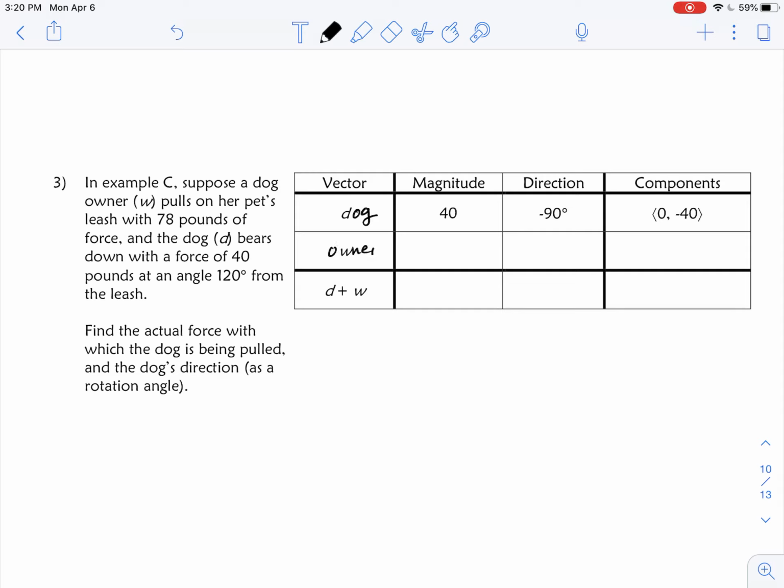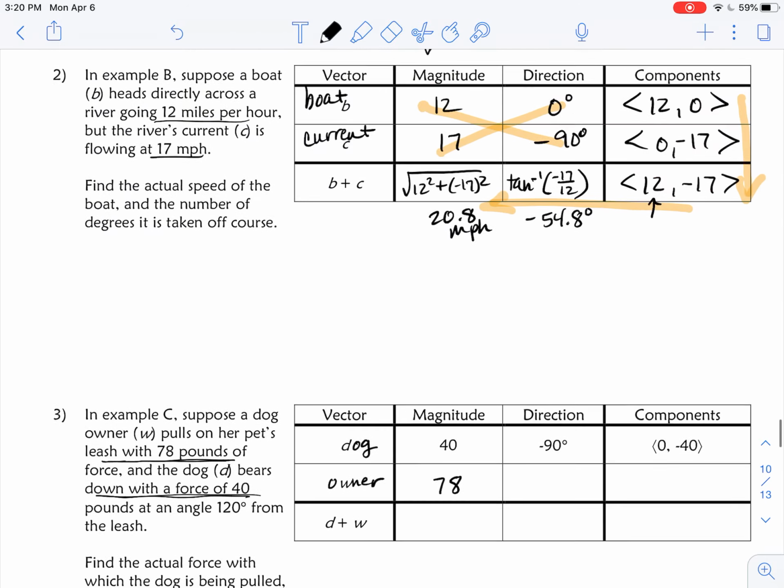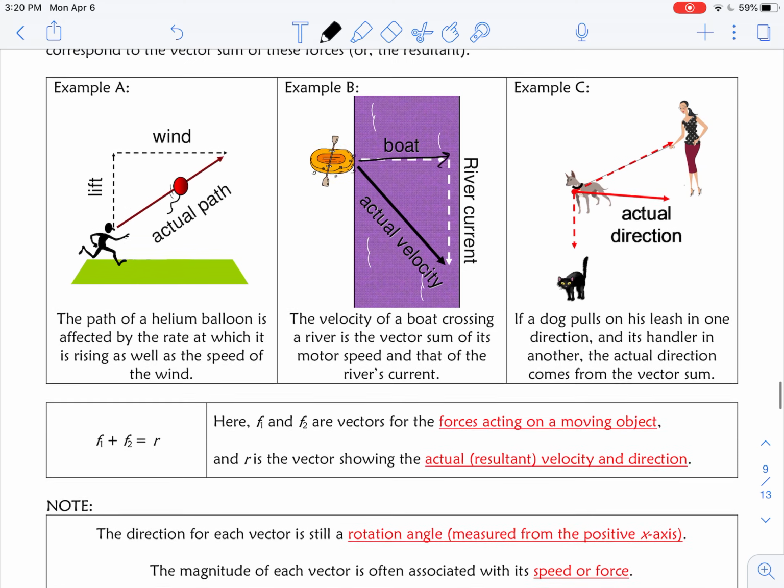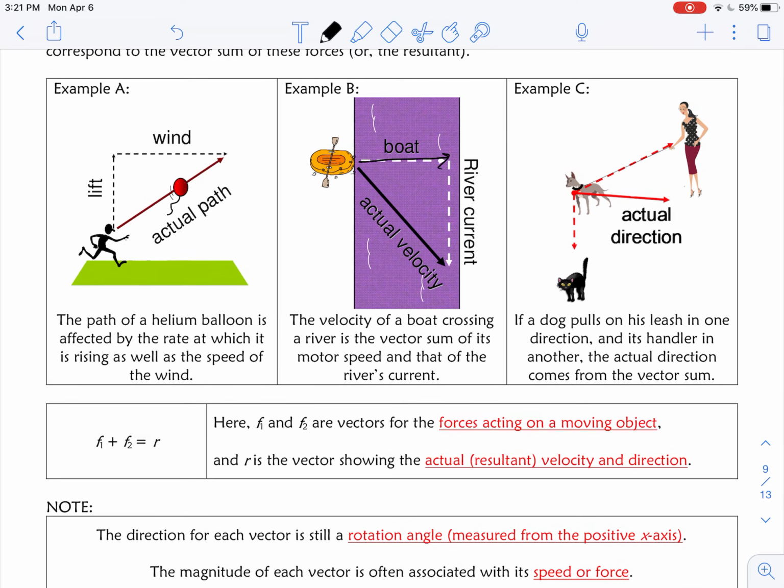All right, in the last example, we had the dog and the owner. And so this was my dog, and this was my owner. And it said that the dog is using 40 pounds of pressure. That's right here. And his direction was negative 90, so those are components. Nice. The owner, it says, pulls on her pet's leash with 78 pounds of force and at an angle of 120 from the leash. So in this case, 120 from the leash. Let's check out what that is.